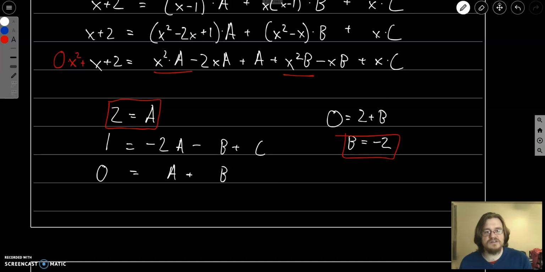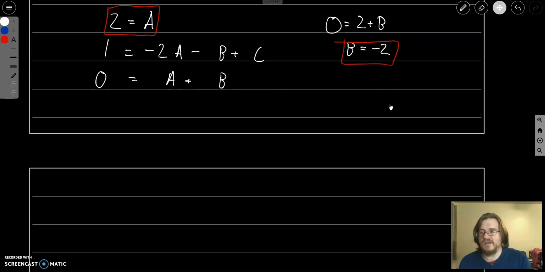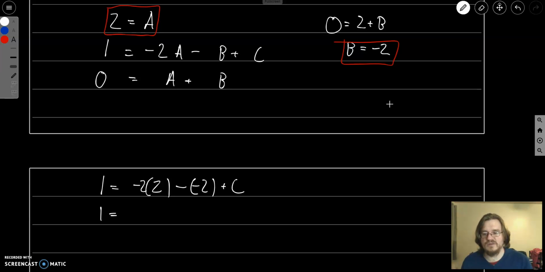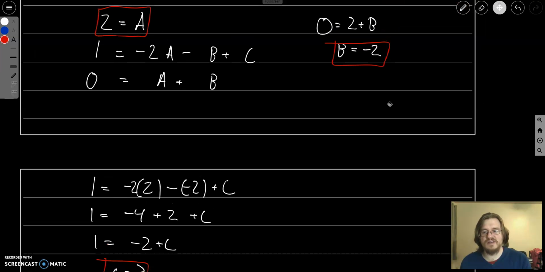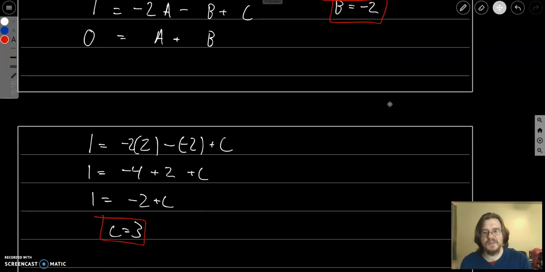And then the last equation, maybe I'll do this down here. We have 1 is equal to negative 2 times a, which we know is 2, minus b, which we know is negative 2, plus c. Simplifying this, 1 is equal to negative 4. Negative 2 is 2 plus c. 1 is equal to negative 2 plus c. Adding 2 to both sides gives c is equal to 3. So we found all of our unknowns. A is 2, B is -2, and C is 3.